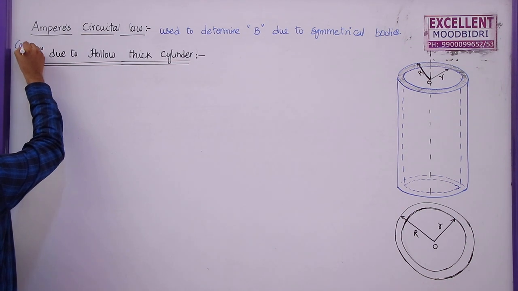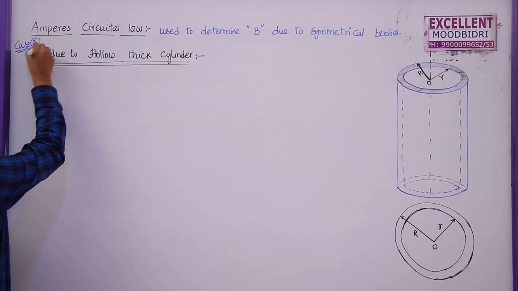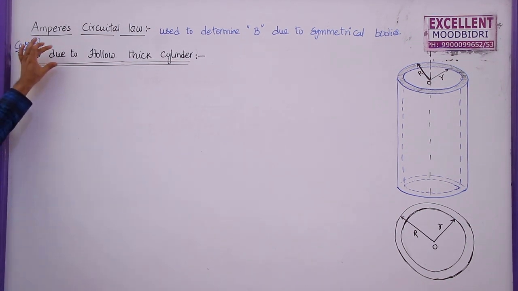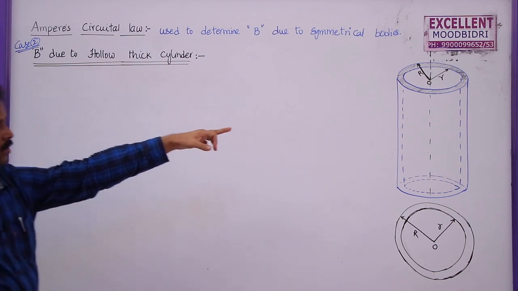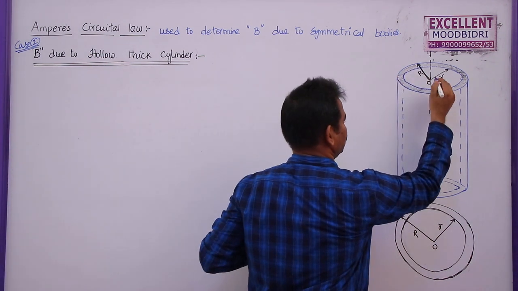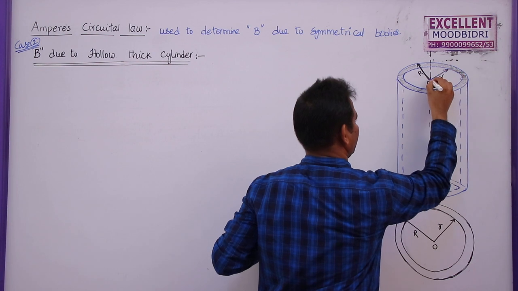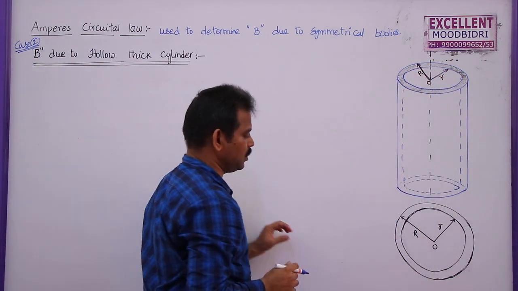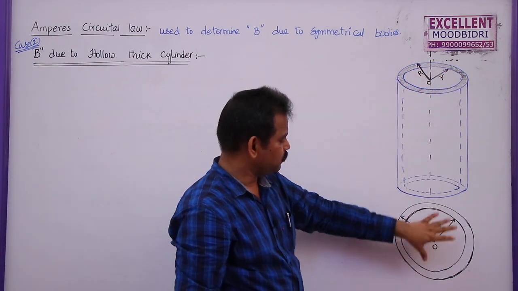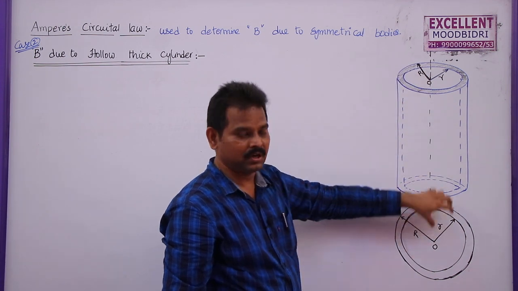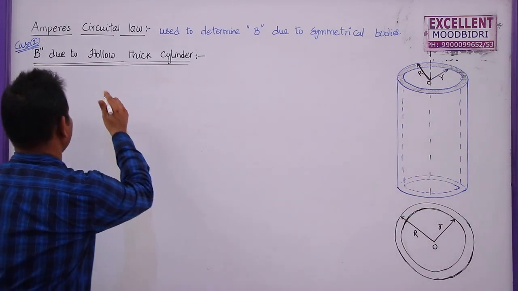The next application, case 2, is magnetic field due to a hollow thick cylinder. This is a hollow thick cylinder with internal radius r. The external radius is capital R. This is the cross section, the top view of this cylindrical wire. So this is a hollow cylinder.